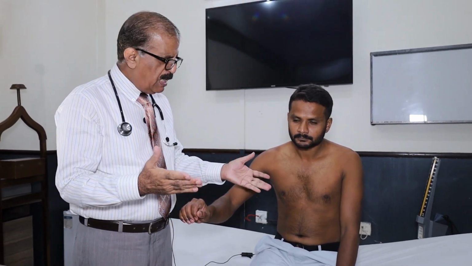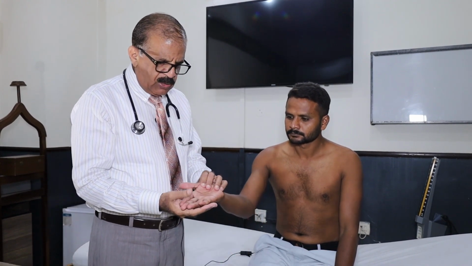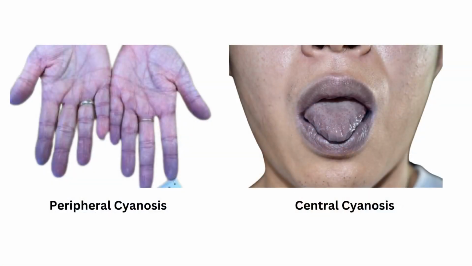So clubbing and cyanosis together is highly suggestive of a respiratory disorder or a cardiac disorder. Respiratory disorder like bronchiectasis, one example, and cardiac cause like endocarditis, like a patient with cyanotic heart disease could have cyanosis and clubbing. So whenever you see cyanosis, you are actually asked to differentiate between peripheral and central cyanosis.